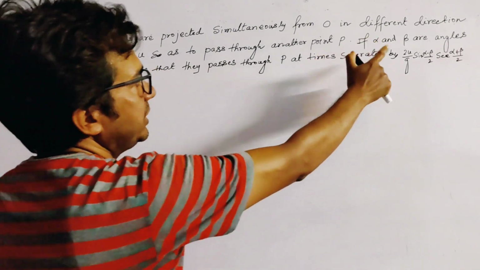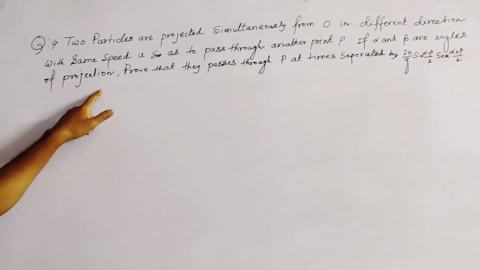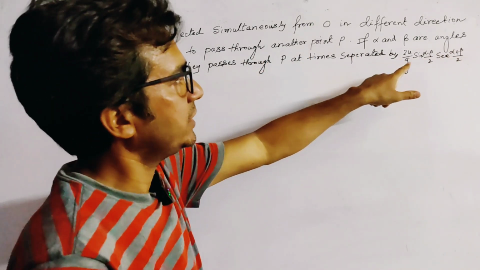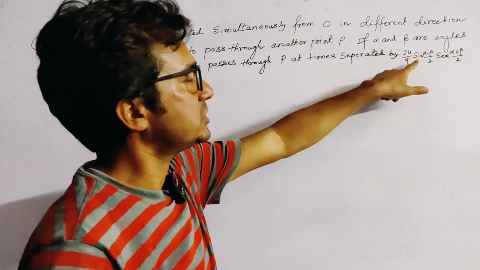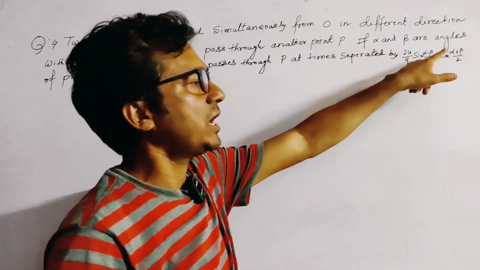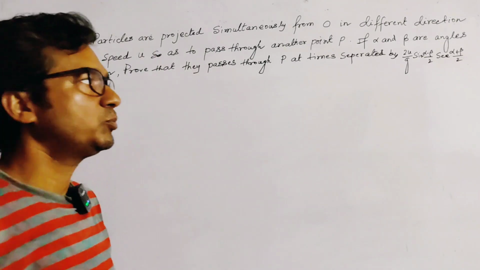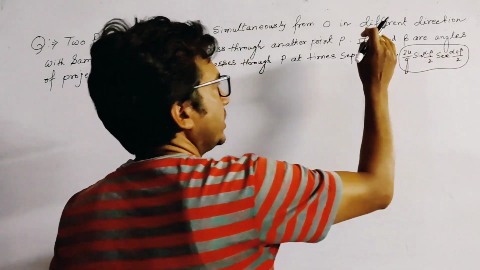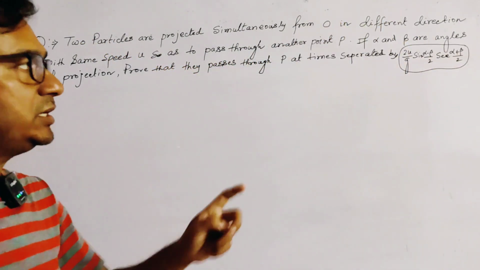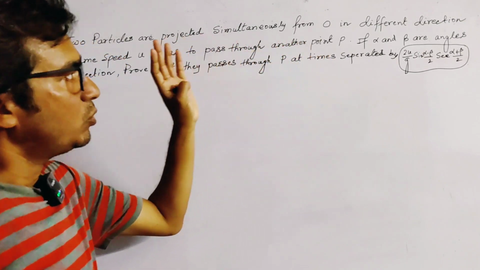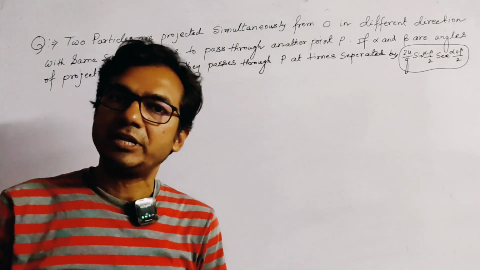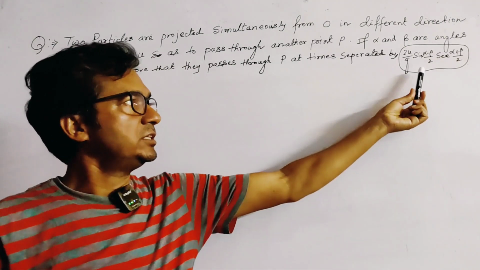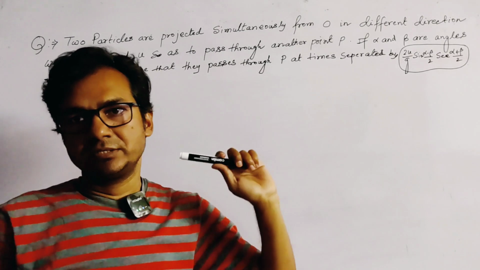If alpha and beta are the angles of projection, prove that they pass through P at times separated by 2u by g into sine of (alpha minus beta) by 2 into secant of (alpha plus beta) by 2. We have to prove this result. That is, two particles pass through the point P, and the difference of the two times: if one particle takes t1 time and another particle takes t2 time, then we have to prove t1 minus t2 is this, or t2 minus t1 is this. Okay.